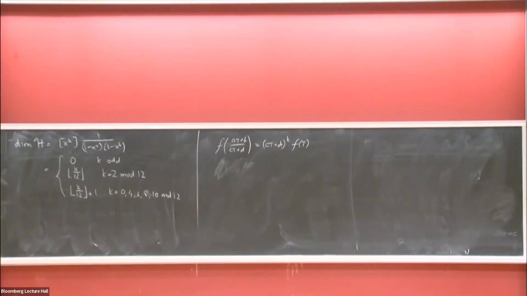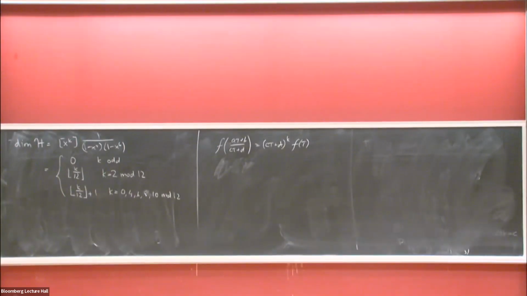So I wonder, is this an anomaly or a Gauss law that makes it vanish for k odd? No, it's not an anomaly. Are you sure? I'm sure, yes. It's not a diffeomorphism anomaly.